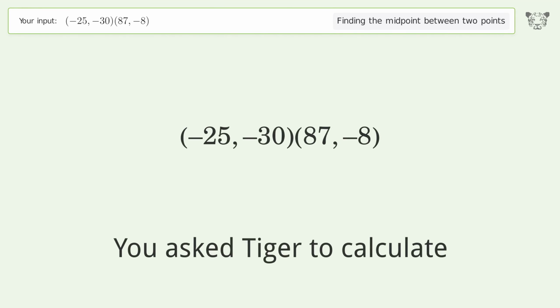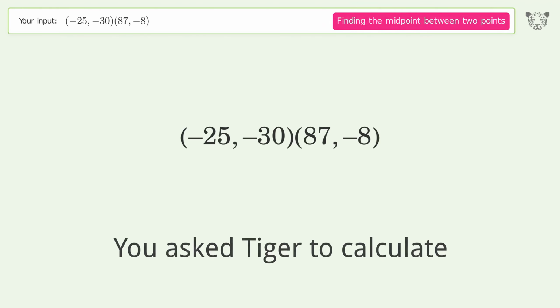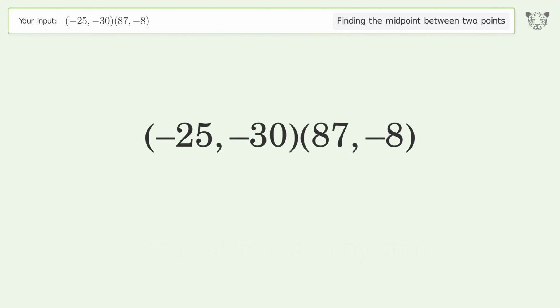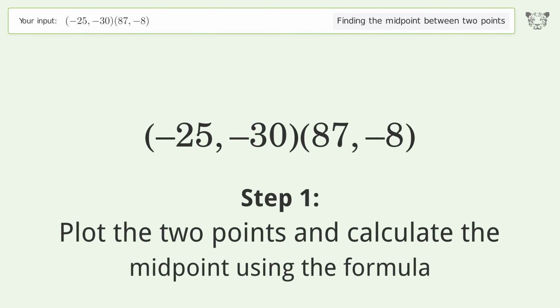You ask Tiger to calculate. This deals with finding the midpoint between 2 points. The midpoint between the 2 points is 31, -19. Let's solve it step by step. Plot the 2 points and calculate the midpoint using the formula.